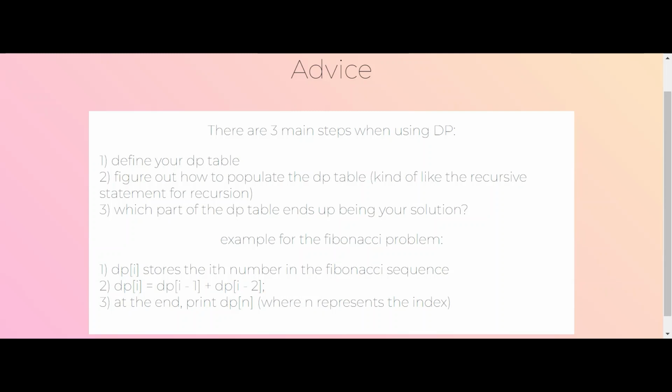And lastly, you have to figure out which part of the DP table ends up being your solution. An example of that logic in the Fibonacci problem would be, first, defining the DP table: dp[i] stores the ith number in the Fibonacci sequence. Then you populate the DP table by running dp[i] = dp[i-1] + dp[i-2], and at the end you print dp[n].